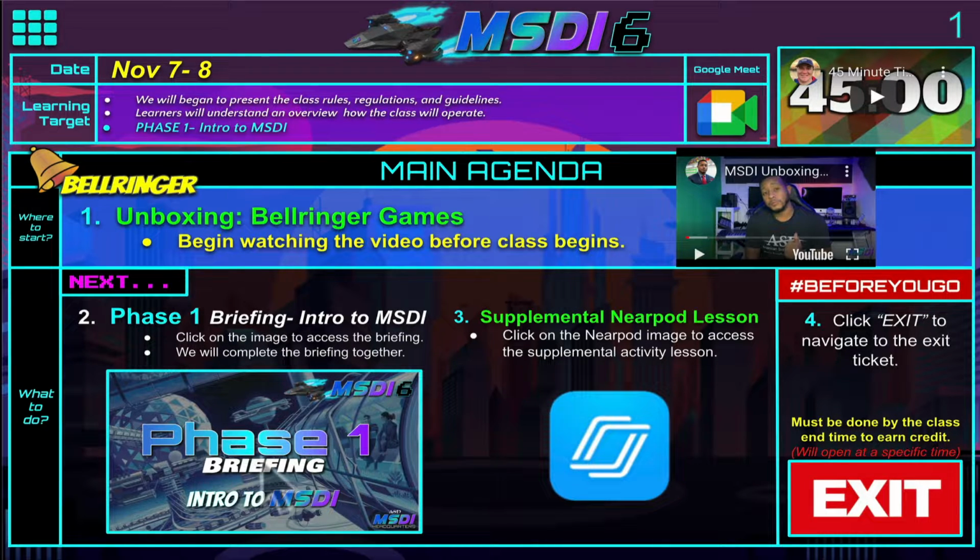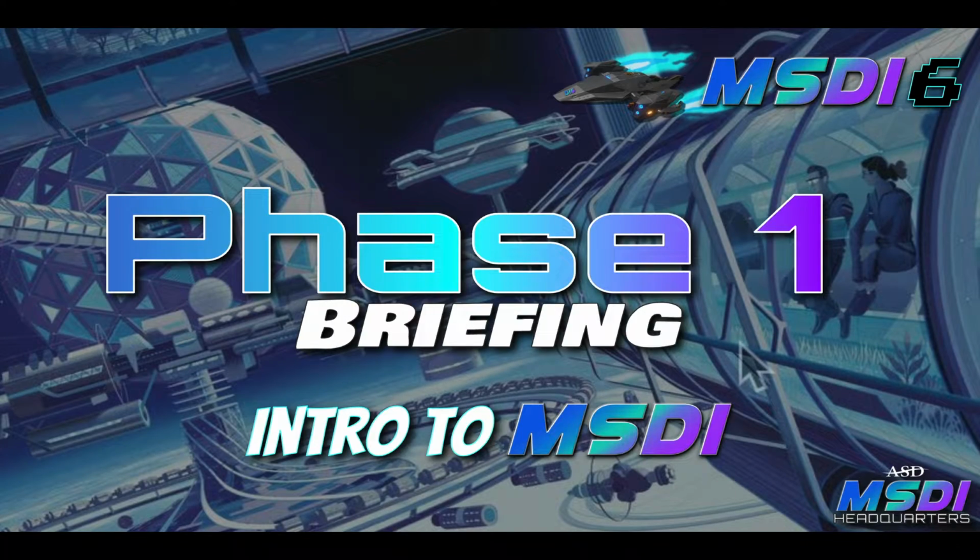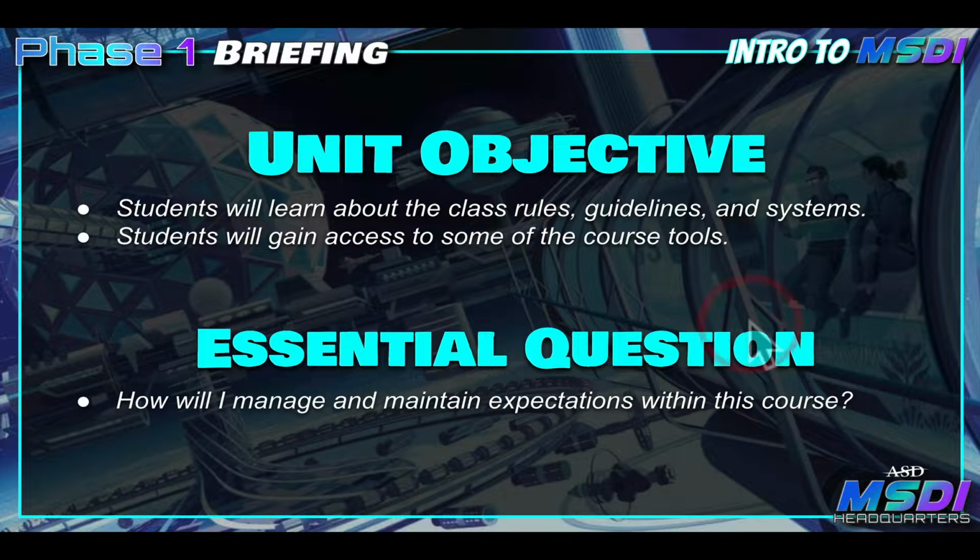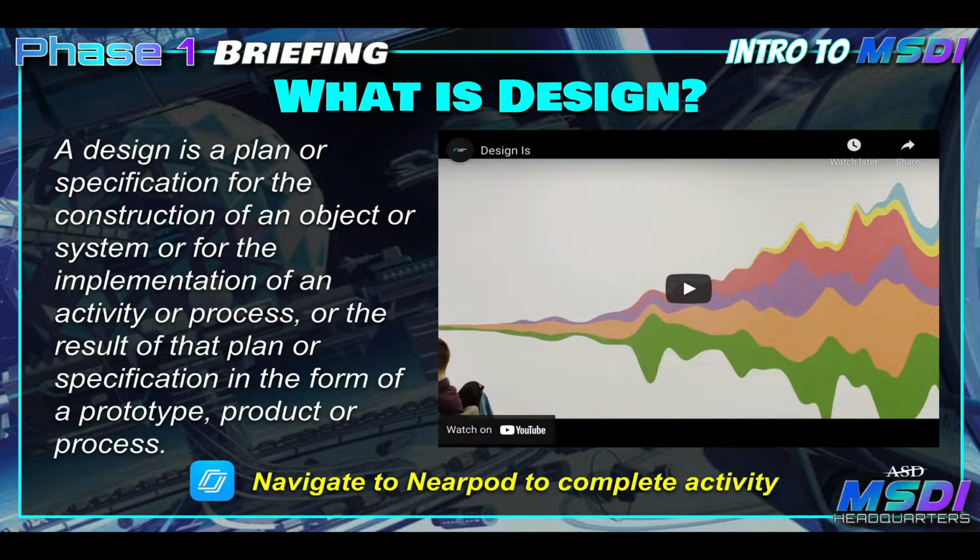This is one of the only times where I have students for the whole class. They go through this lesson briefing, and then there's a supplemental nearby lesson where they'll do certain activities. So I'm going to go into the briefing real quick and let's see what it looks like. All right, so this is our first briefing, and just to scan through to show you what this looks like, students are going through this. As they're going through their courses, they look a lot like this. The briefing talks about our unit objective, phase 1, which is intro to MSDI.